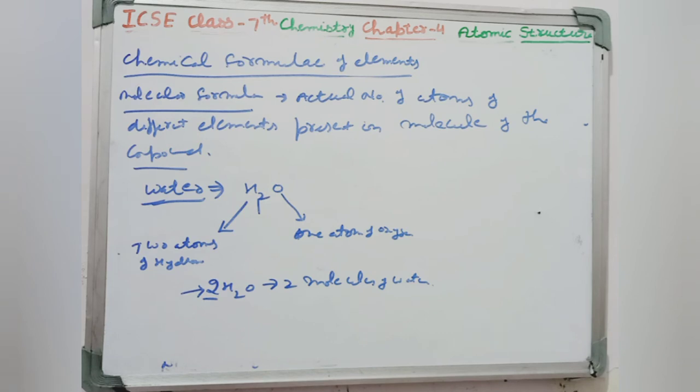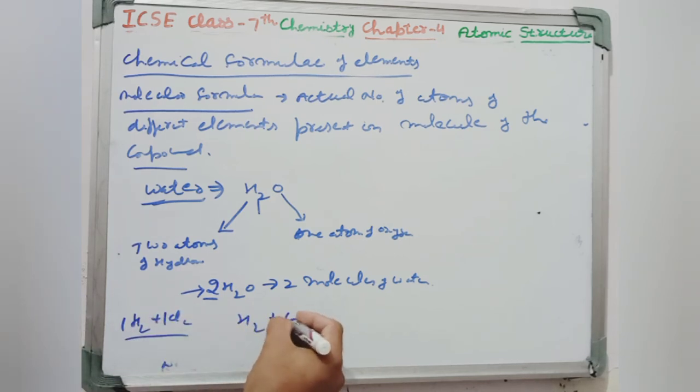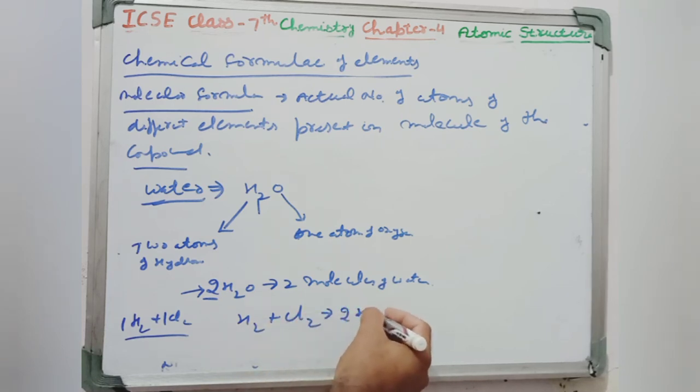Similarly, another example: H2 hydrogen and Cl2. So 1 molecule of H2 and 1 molecule of Cl2 are added. Let's see what happens. H2 plus Cl2 gives 2HCl, right? So this was the atom and molecule concept, and the chemical and molecular formula concept.